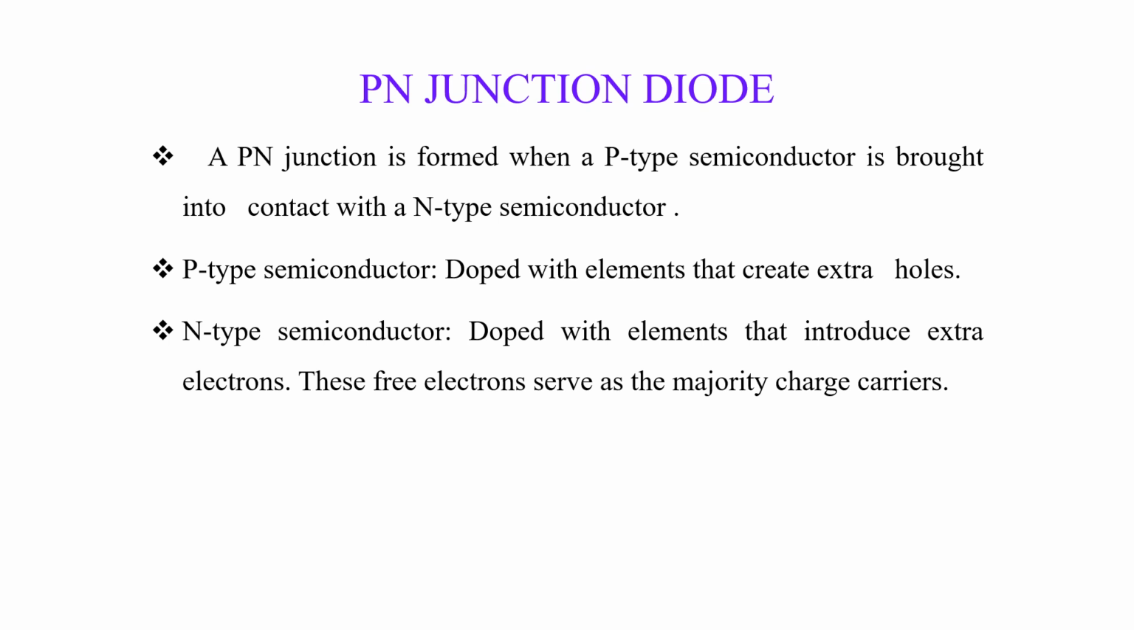P-type semiconductor is doped with elements that create extra holes, while n-type semiconductor is doped with elements that introduce extra electrons, and these free electrons will serve as the majority charge carriers.